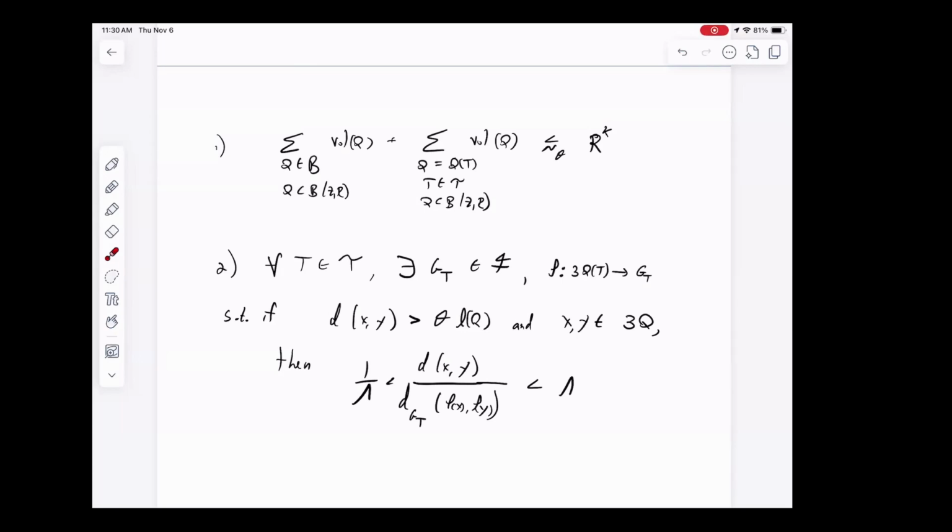This is a little bit of a mouthful, this description of corona decomposition, but it's sort of a fundamental tool that one needs.